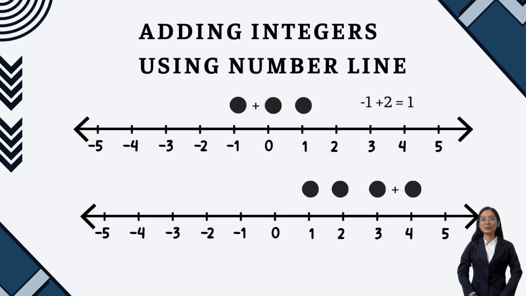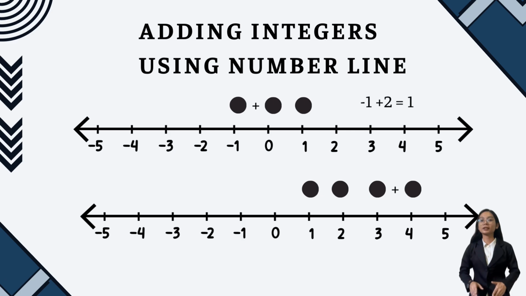Earlier, we used the concrete examples in adding different signs. Now, we will use the number line in adding different signs. First example is -1 plus 2 is equal to 1. Let us use the number line to see how this works.